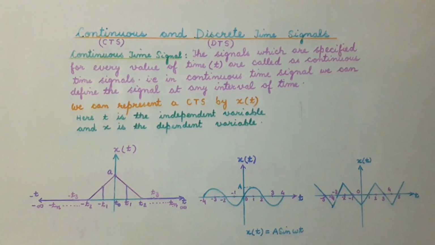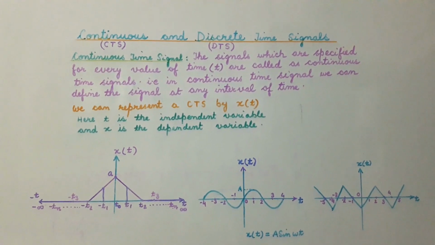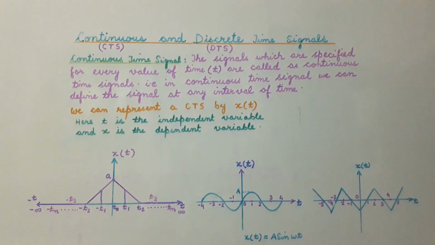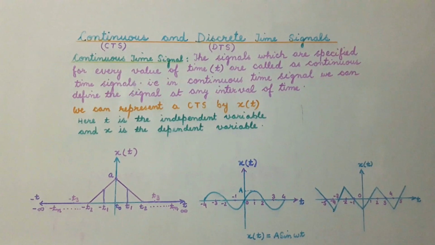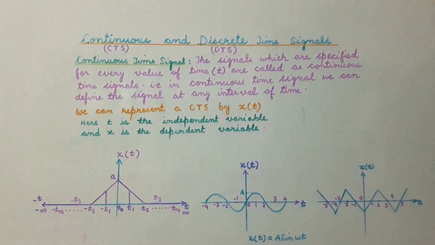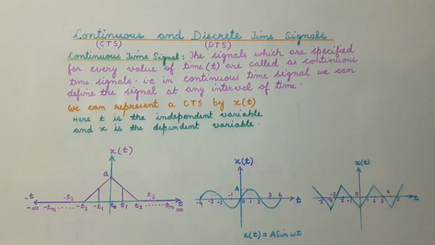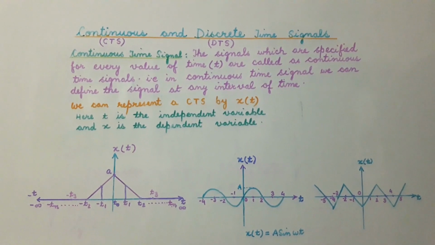In this lecture, we will discuss the continuous and the discrete time signals. We can broadly classify signals into two types. The first one is the continuous time signals and the second one is the discrete time signals. We will start our discussion with the continuous time signals.